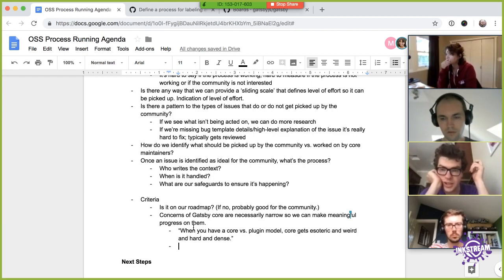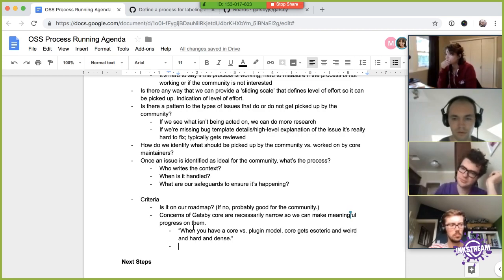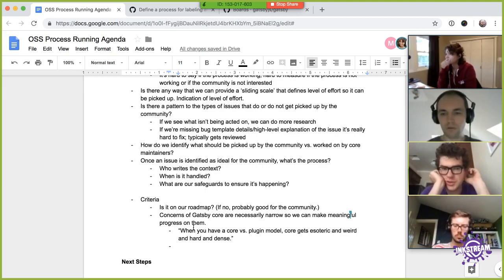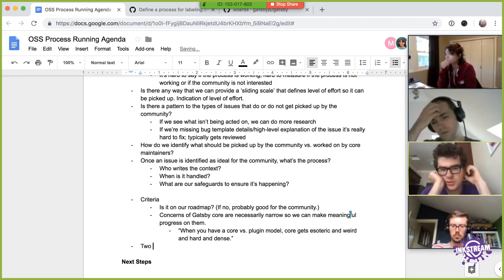Sure. Unless we figure out how to scale, and I feel like we shouldn't make our only hope for scaling hiring more maintainers, because the community is going to outrun us no matter what. Right. So there's two options: limit what we do, or hire more people.